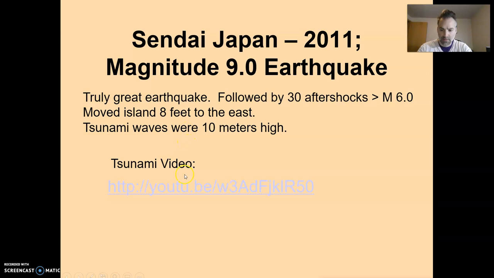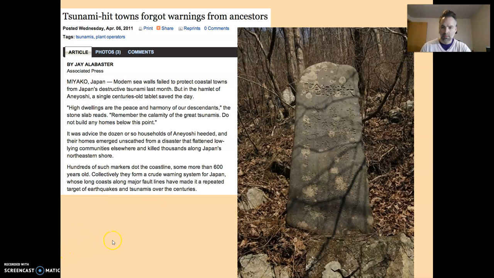So now we're back. Here's a little side note. This is an ancient tablet that was placed on higher ground, from Japan, and basically it says that people should build on higher ground. If you build a house below this tablet, it's bad luck, basically. It was advice.